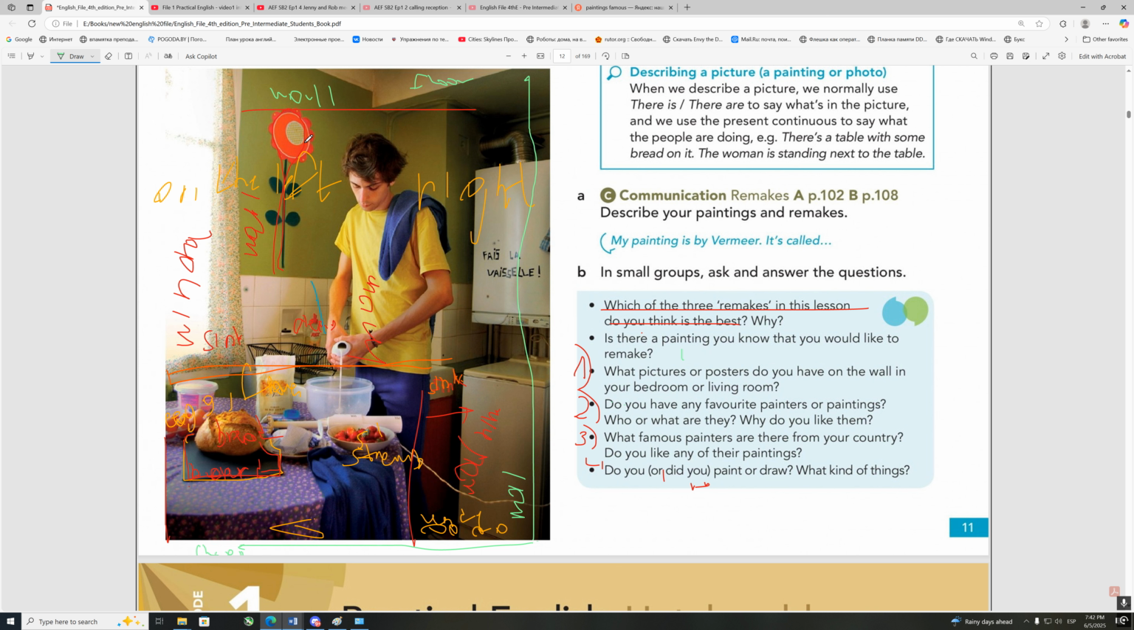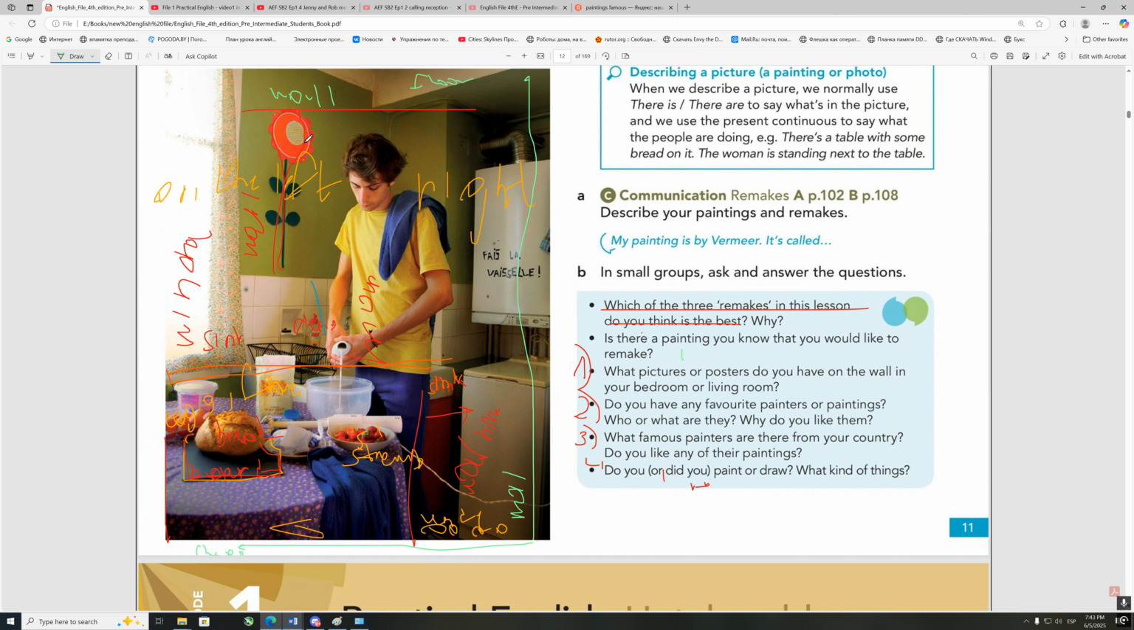Okay, and number four. Do you like any of the paintings? Do you know maybe the Black Square? Actually, I don't remember any paintings of Marc Chagall. I need to Google them. You may say, yes, I do. I know. Or no, I don't.